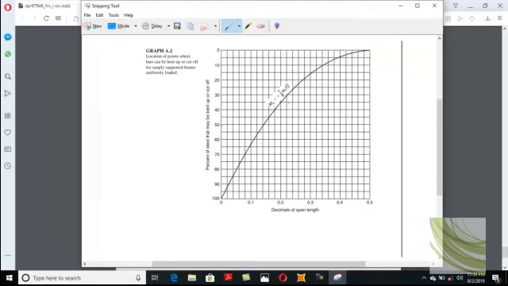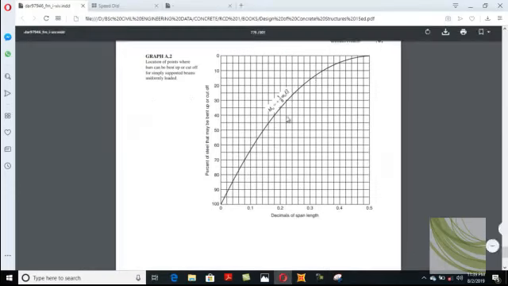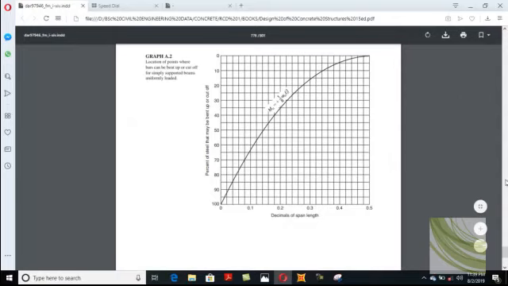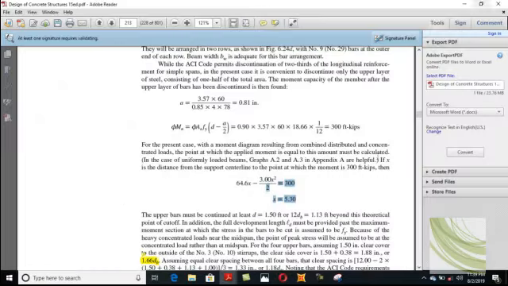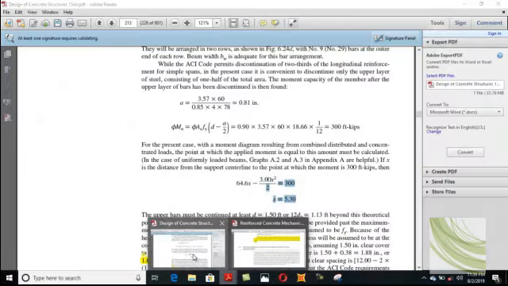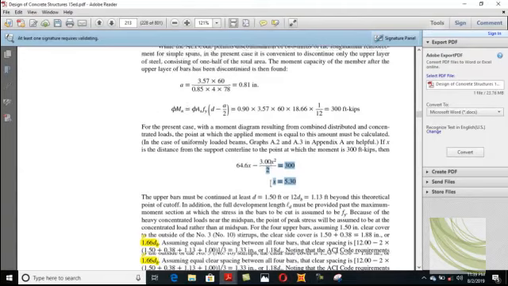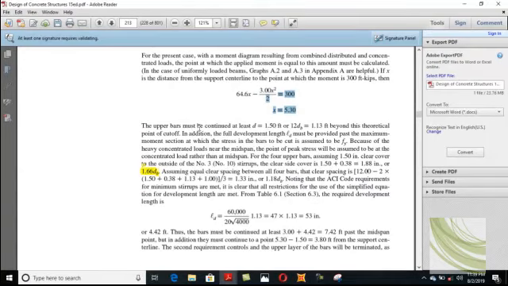But one thing I mention to you, that this chart basically works only for UDL, not for point load. So therefore it fails. You can't use this chart. It only works for UDL, so we are unable to use this chart. The upper bars must be continued at least d distance.